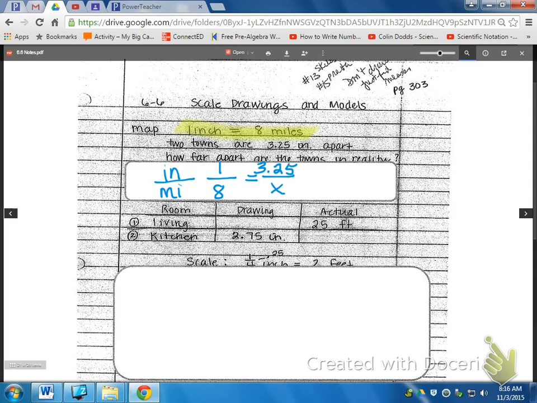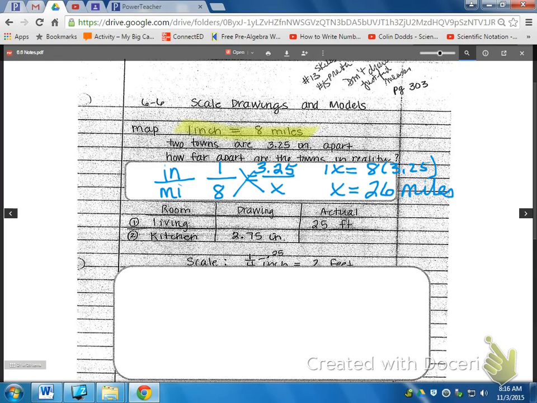Once you get all 4 spots filled in, you do that cross-cross thing. 1 times X, which is 1x, equals 8 times 3.25. And at this point, I would let you use a calculator. 1x really just means x, and 8 times 3.25 is 26, and we would label that miles. Make sure you don't forget to label these today. 26 miles. So those two towns are really 26 miles apart.